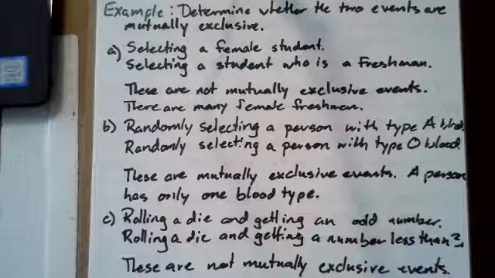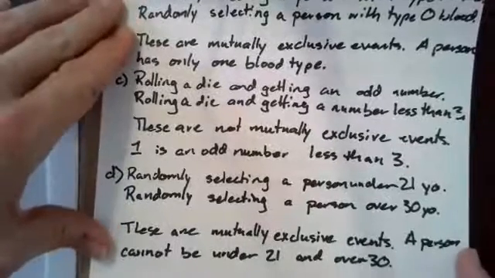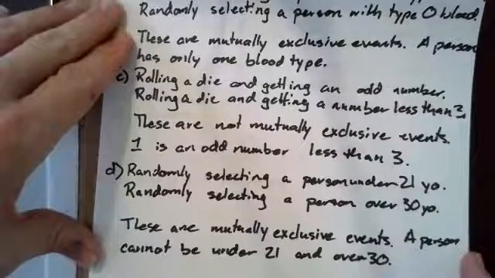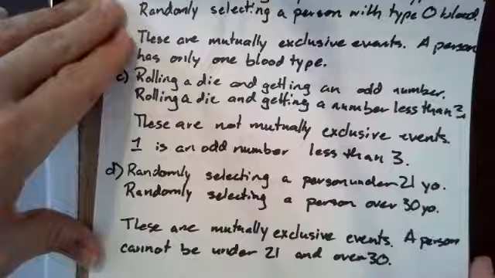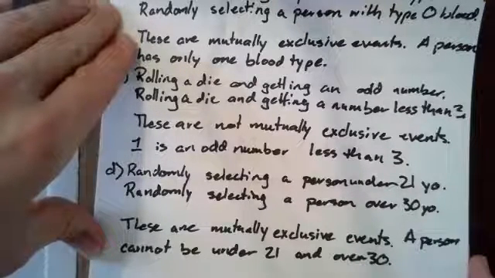Randomly selecting a person with type A blood and randomly selecting a person with type O blood, however, are mutually exclusive events. A person has only one blood type. Rolling a die and getting an odd number, or rolling a die and getting a number less than 3: these are not mutually exclusive events because 1 is an odd number that is less than 3. Finally, randomly selecting a person under 21 years old or randomly selecting a person over 30 years old. These are mutually exclusive events because a person cannot be under 21 and over 30.